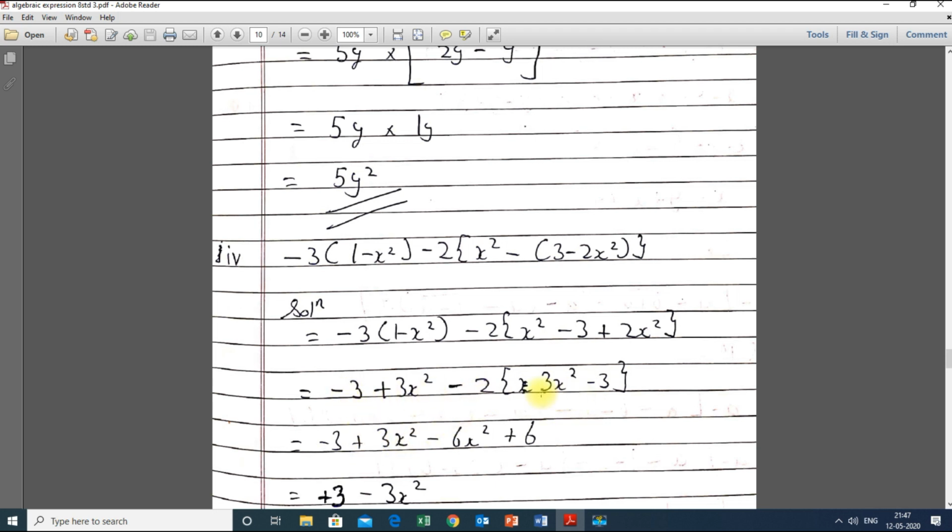This 2 will multiply inside. 2 into 3 is 6. Minus plus is minus, therefore minus 6x square. And minus minus is plus, and 2 into 3 is 6, therefore plus 6. Now minus 3 plus 6 is plus 3, subtraction of unlike numbers. And plus 3x square minus 6x square is minus 3x square, again subtraction. This is my final answer.